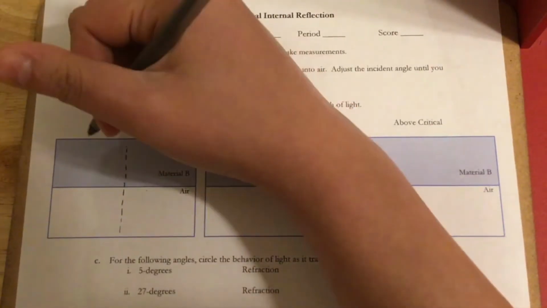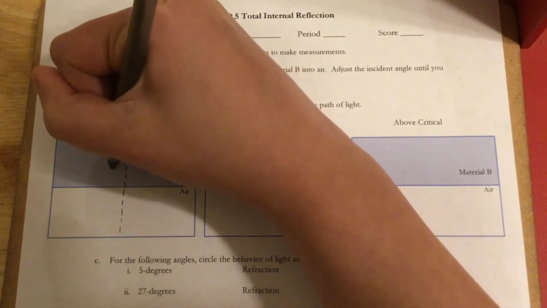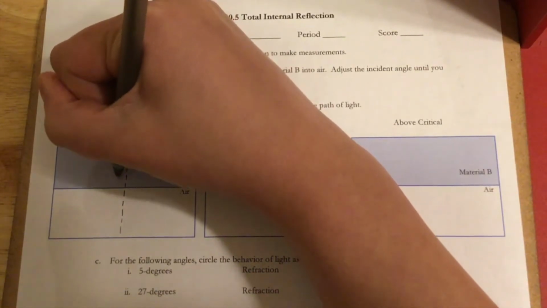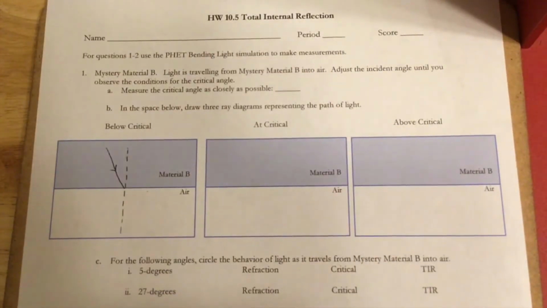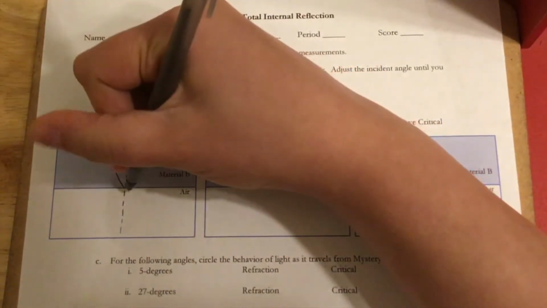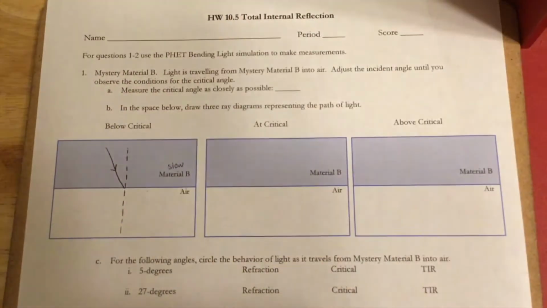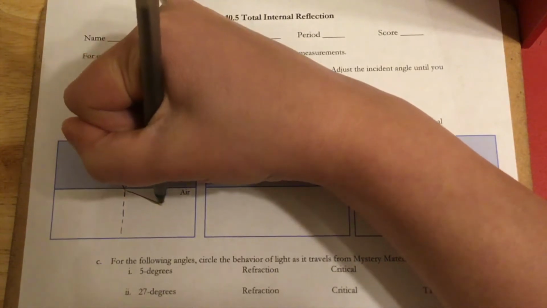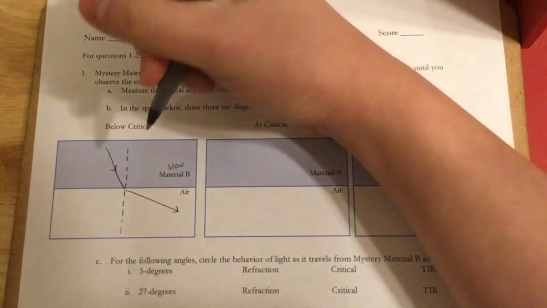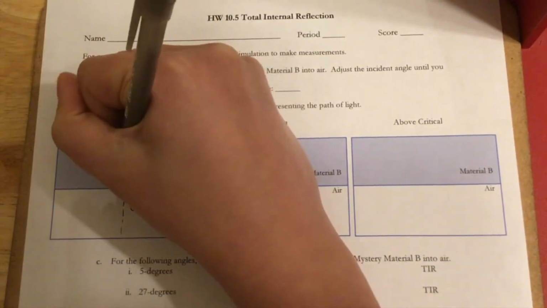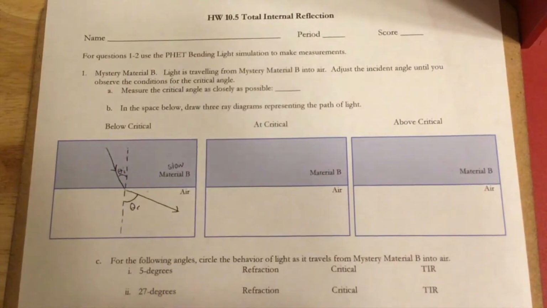So, when it's below the critical angle, my light ray would look something like this. It goes in towards the boundary, bends away from the normal line because it's going from a slow material, where light is slow because there's lots of particles in the way, to a fast material. It bends away from the normal line, making a larger refracted angle in the faster material and a small incident angle in the slow material.